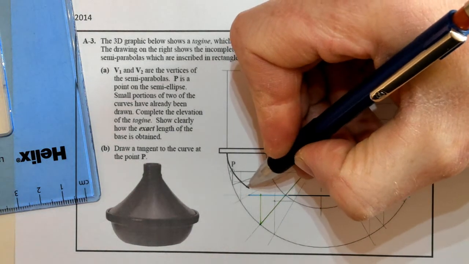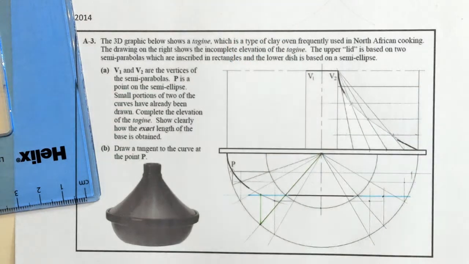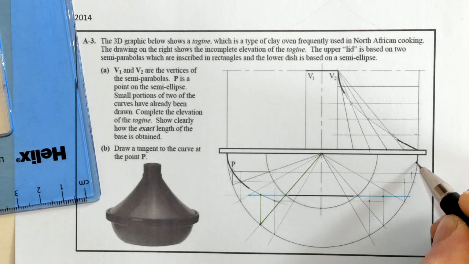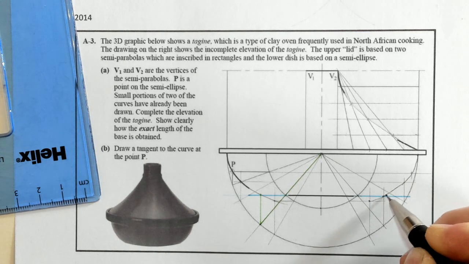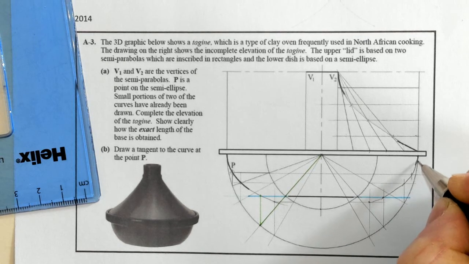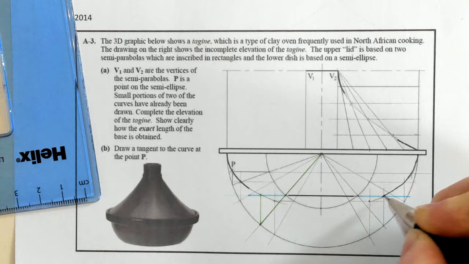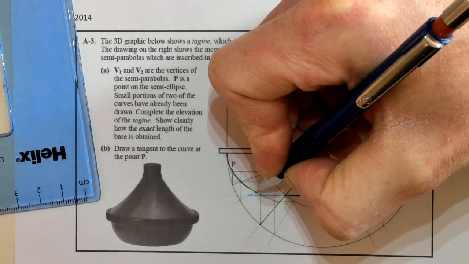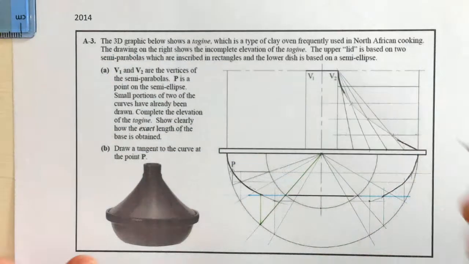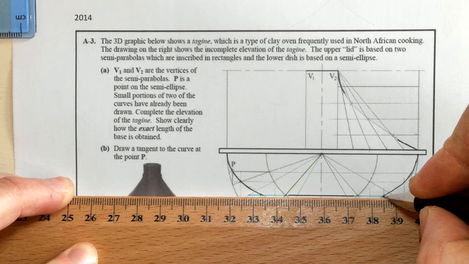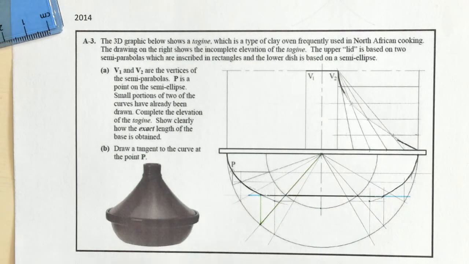Now what you could do then, to make sure it's nice and accurate, is just slightly extend your ellipse past the base. Just lightly, and then you can come and darken it in. There we are.